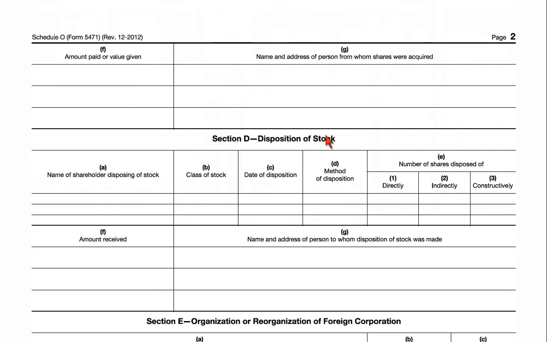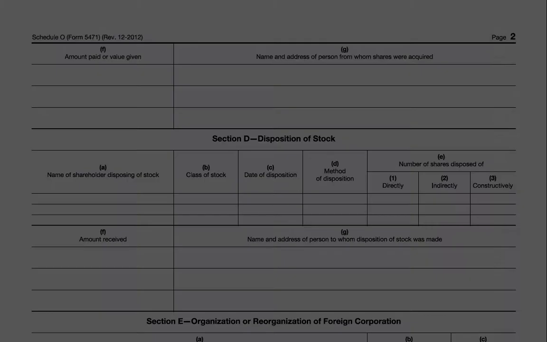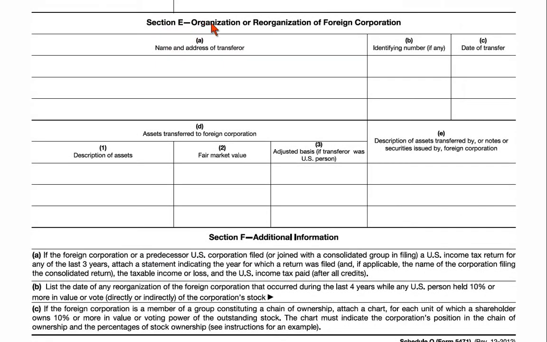You complete Section D if the U.S. shareholder disposed of the shares, listing pretty much the same information as with the acquisition of the shares. Section E is completed if the corporation was just organized or reorganized. For example, if the foreign corporation was just organized, you list the names and addresses of the transferors, their identifying numbers, the dates of the transfers, descriptions of the assets transferred, the fair market value and adjusted basis of the assets transferred, and the securities issued by the foreign corporation, typically shares of stock such as common or preferred stock.